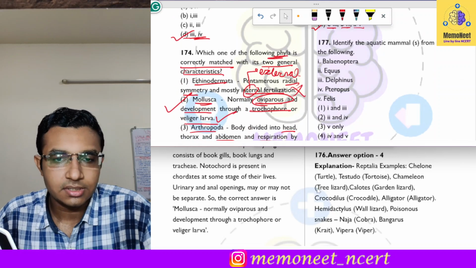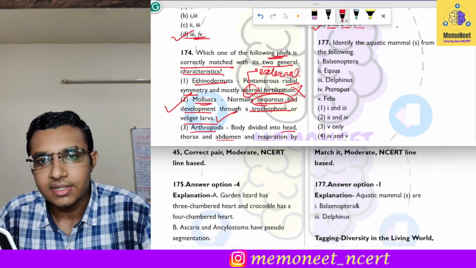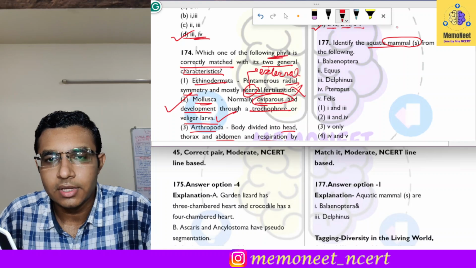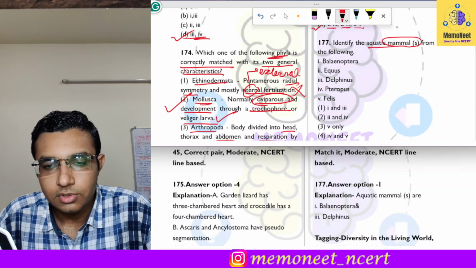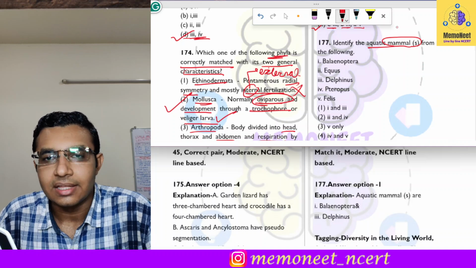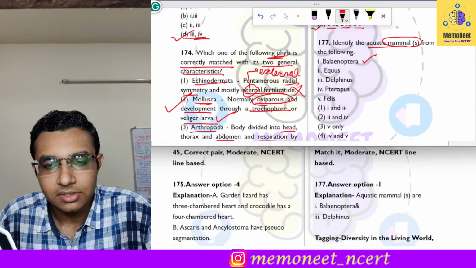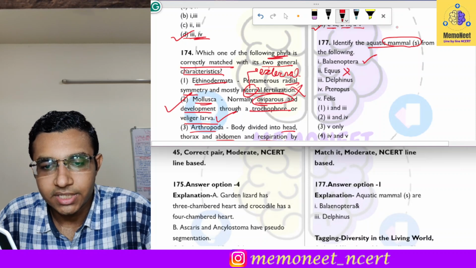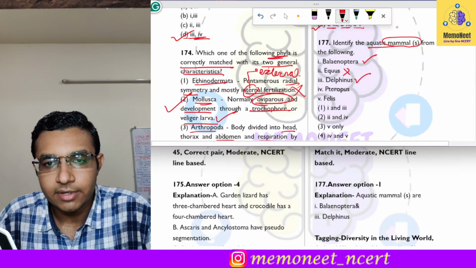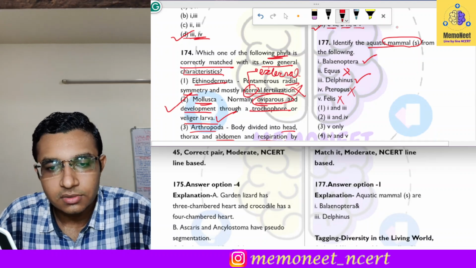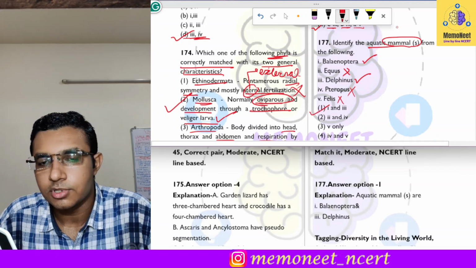The next question is question number 177. It states that identify the aquatic mammals from the following. Okay, so among the following 5 options, which are the aquatic mammals? See, Balaenoptera is an aquatic mammal, that is true. Okay, Equus is not an aquatic mammal. Delphinus is the aquatic mammal. Pteropus and Felis are not aquatic mammals. So here the correct answer of this question is option 1.